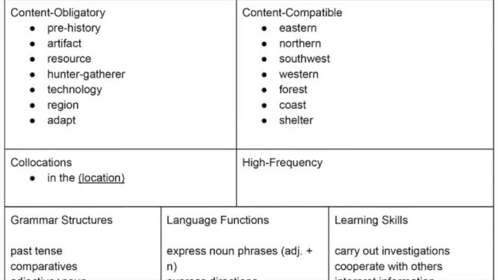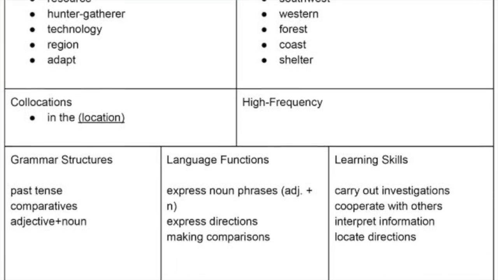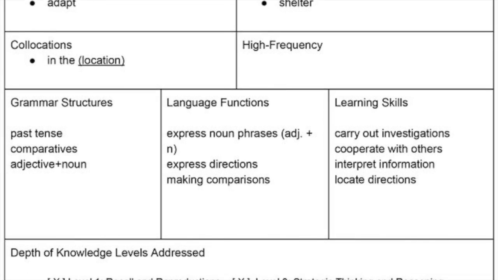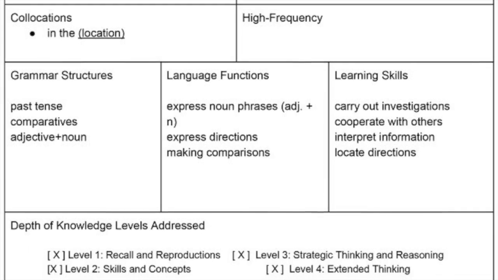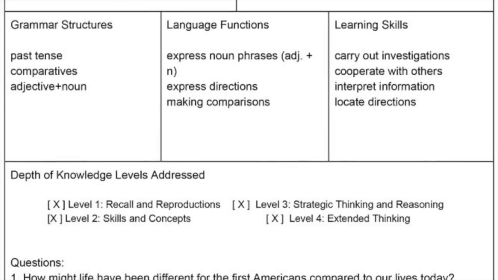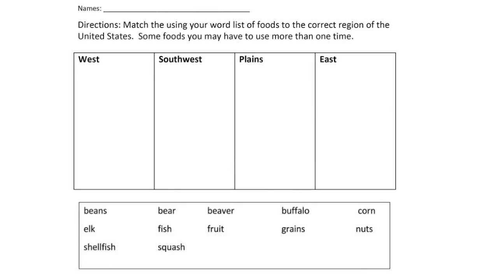The collocations I chose to focus on are the phrases needed to describe location using the "in the blank." This phrase was used a lot in the unit to describe the location of Native American groups. I have created a supplemental vocabulary sheet for ELL students to complete that focuses on defining the food and handout, matching the Native American group to the food they eat.